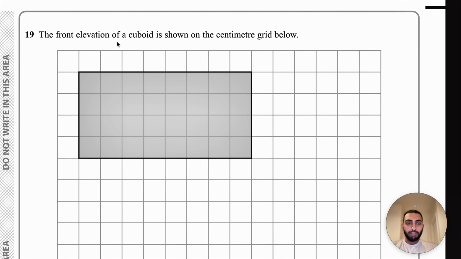Question 19. The front elevation of a cuboid is shown on the centimeter grid below. Let's just write the lengths of these two sides. So we have 1, 2, 3, 4. So that's a length of 4 centimeters because it's on a centimeter grid. And for the base, we have 1, 2, 3, 4, 5, 6, 7, 8. The base is 8 centimeters.